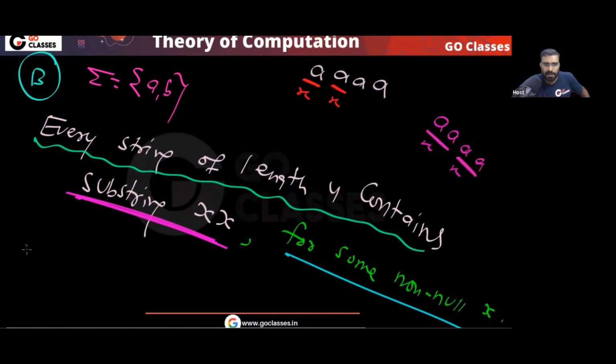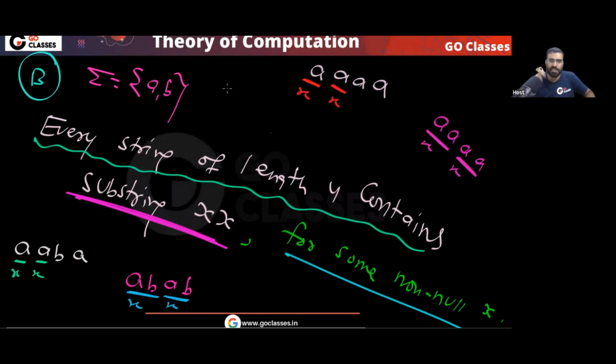Is this clear? Tell me in this string what your x will be. You can take x equal to a. Here your x will be AB. Did you understand the question? Option B, did you understand? Before solving this question, first tell me, did you understand option B? Please tell me.